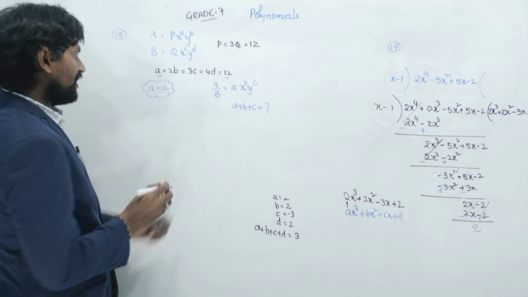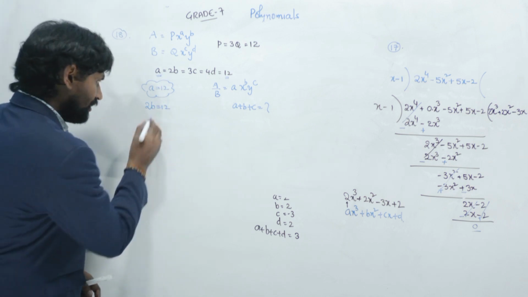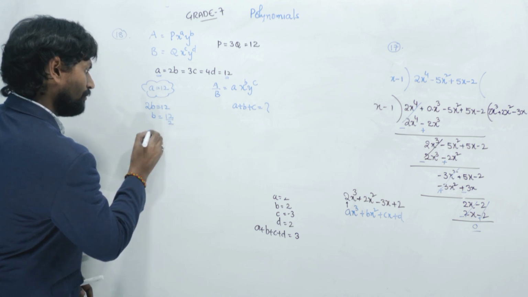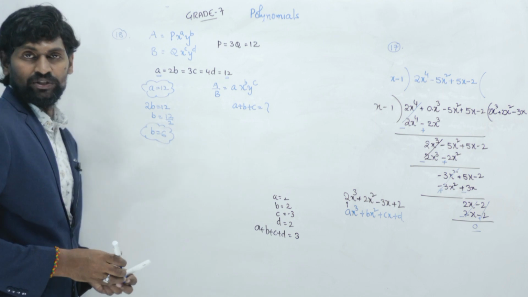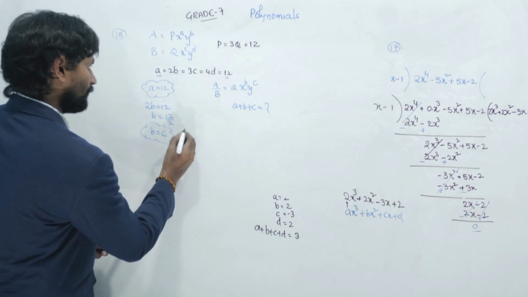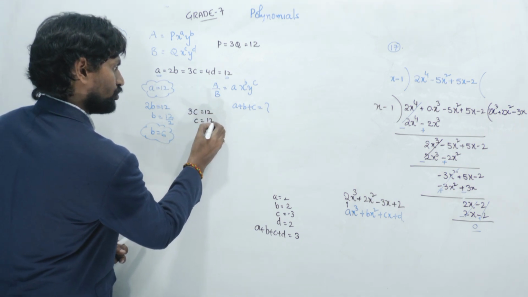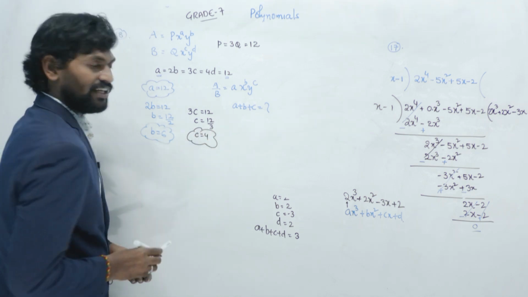Now second one and last one. So 2b equals 12. b is equal to 12 divided by 2. So b value is 6. I found b value. a value, b value got. Again 3c is equal to 12. c is equal to 12 by 3. c value is 4. I found c value also.